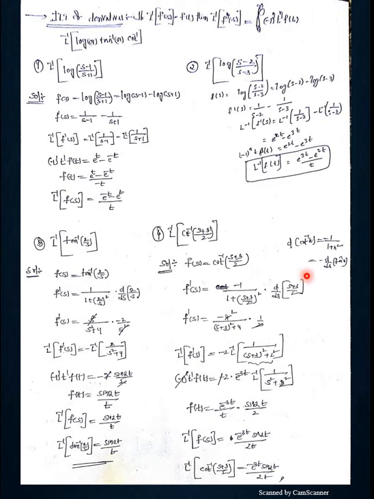What is the cot inverse derivative? Minus 1 by 1 plus x square. So minus 1 by 1 plus ((s plus 3) by 2) whole square, and derivative of (s plus 3) by 2. What is the derivative of (s plus 3) by 2? 1 by 2. Here the 2 cancels.